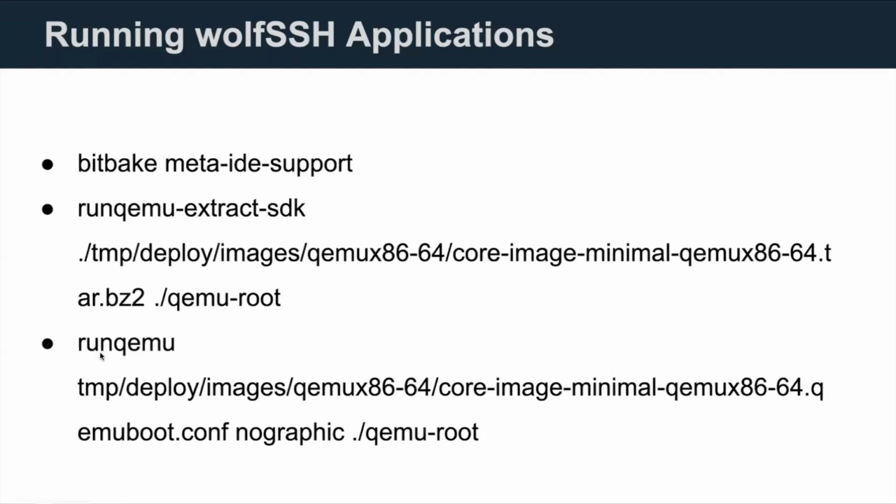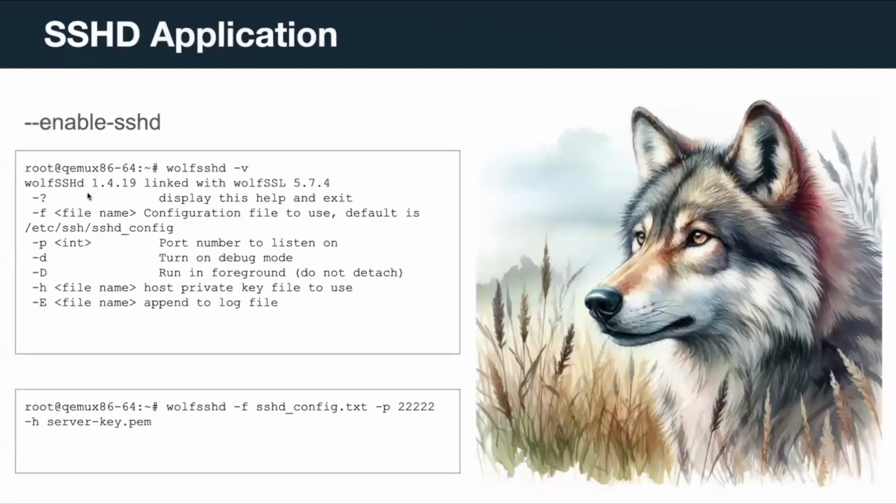And then with runqemu, it also has this qemuboot.conf file. I prefer doing nographic, especially with these core-image-minimal builds. And then you specify the location where you extracted the root file system to as the last argument. That starts it up, and this is an example of what it would look like after you log in.